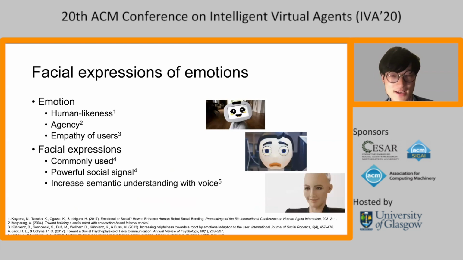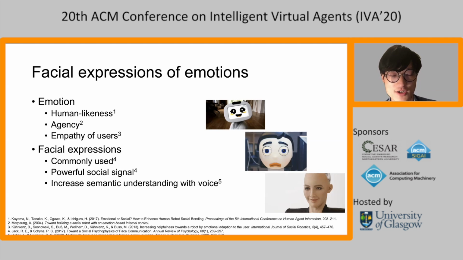It's very easy to understand why virtual agents need expression of emotion. Firstly, emotion can help them increase their human likeness and their agency, and this can also help raise empathy from the users. Why use facial expression? Firstly, it's a commonly used signal for humans to communicate with each other and transmit emotion, and it's also one of the most powerful social signals to perceive emotion from others.